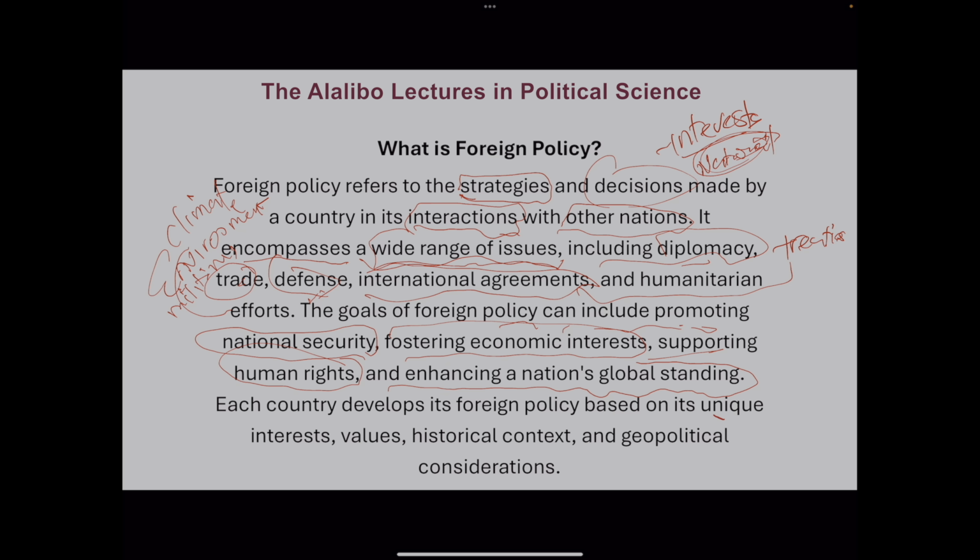They want to make sure that their image on the international stage is respected. Here we say, let's go back to the goals of foreign policy. Please take note of this once again. The goals of foreign policy can include promoting national security, right? And national security, in this sense, means that a country has to ensure that its own interest is protected. That's why, in some cases, some countries invade other countries because they say they are protecting their national interest.